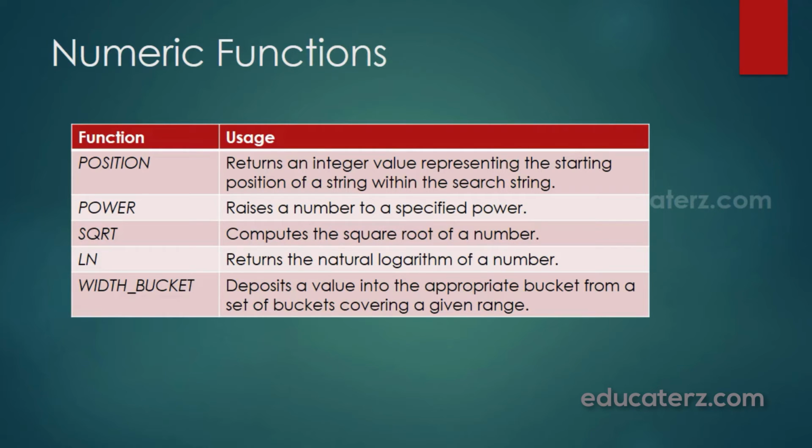Square root, SQRT, is a function. It computes the square root of a number. WIDTH_BUCKET deposits a value into the appropriate bucket from a set of buckets covering a given range. These are all the available numeric functions in ANSI SQL.